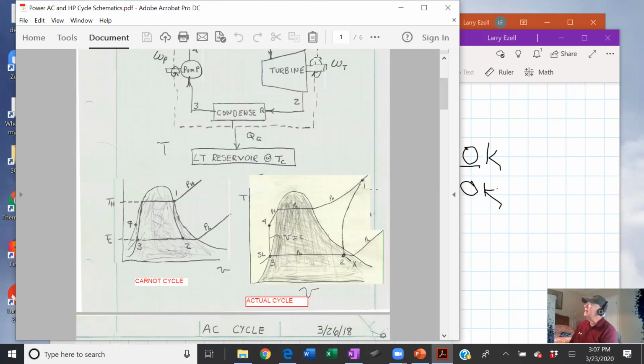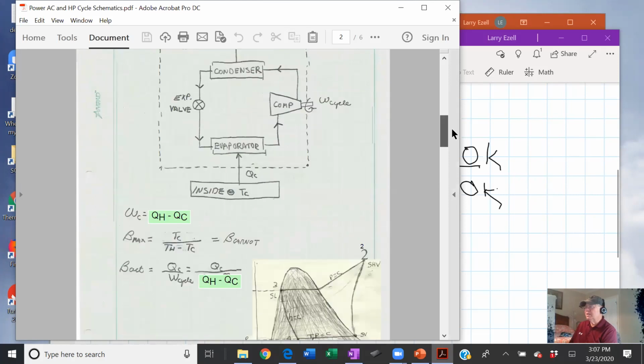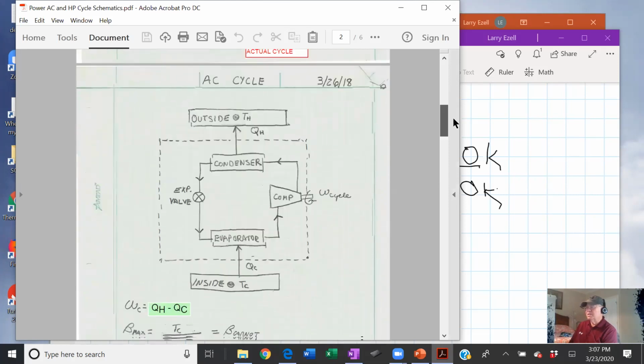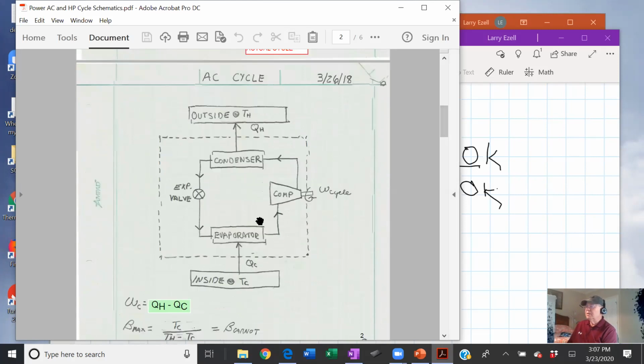Well, I have to think about that. I think I would call TH whatever this temperature is up here. Clearly, TL, or TC, is this temperature. All right. But there's the cycles. First, now let's look at an air conditioning cycle. Now this is the diagram, like I didn't point this out.